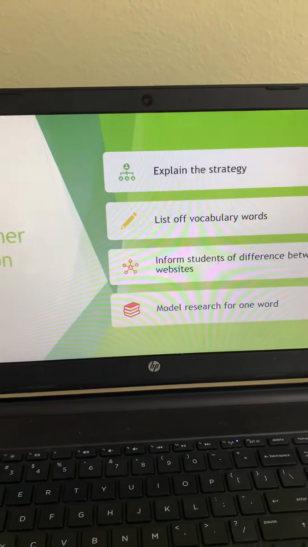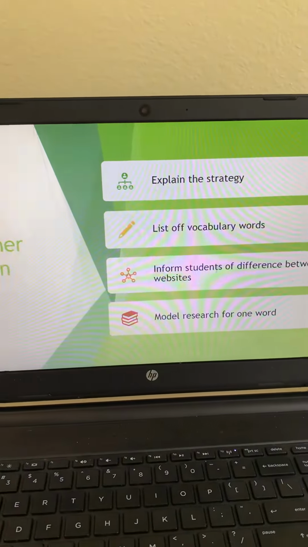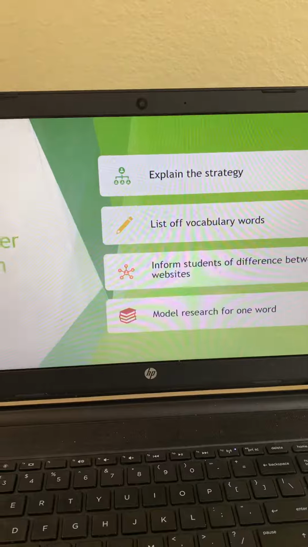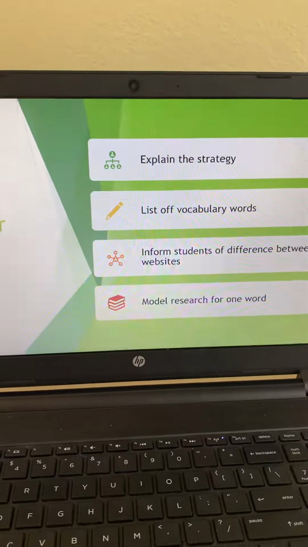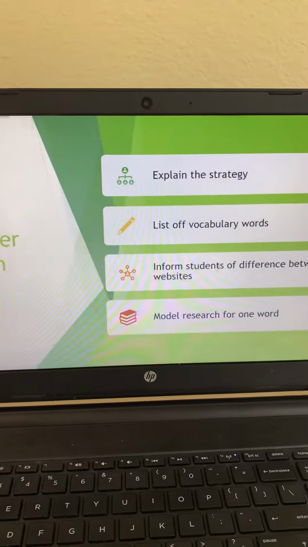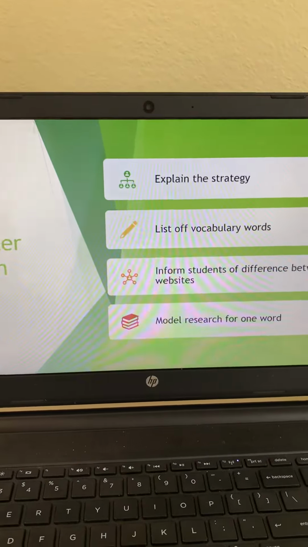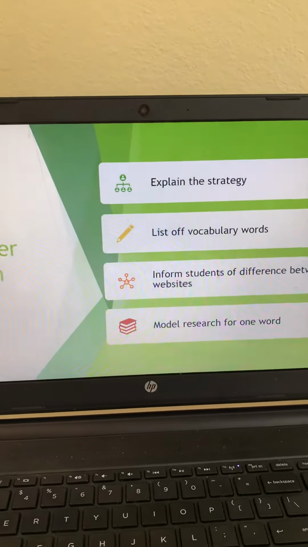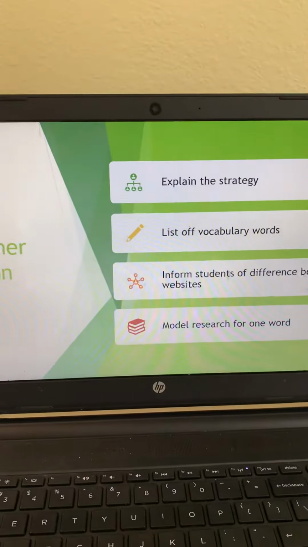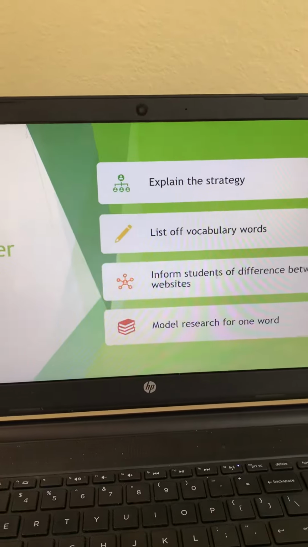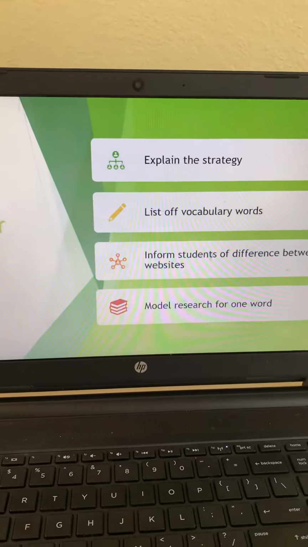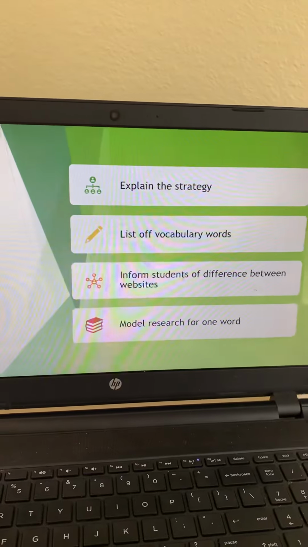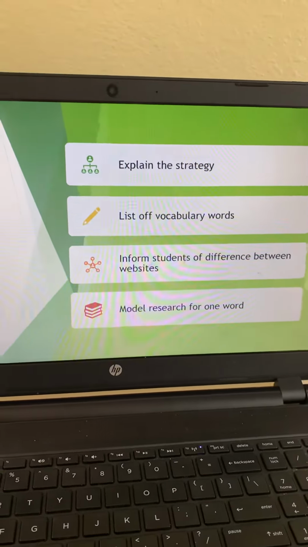So the teacher is supposed to explain the strategy of how they are going to be researching and what they need to be researching. The teacher will list off the vocabulary words that they have assigned. The teacher will then inform students about the difference between good websites and bad websites, so websites like Wikipedia that aren't as reliable. And then after that, the teacher, which will be me, is going to model the research for one word, kind of as an example, so that the students can follow afterwards.